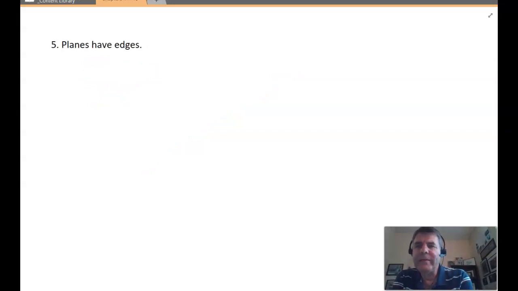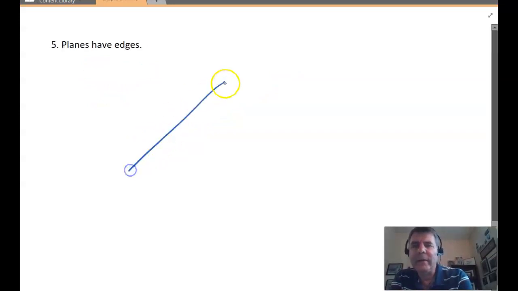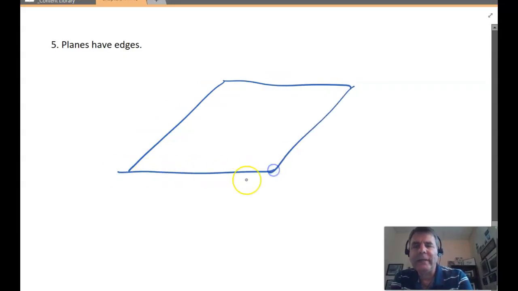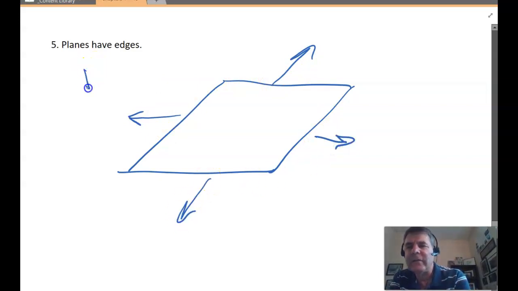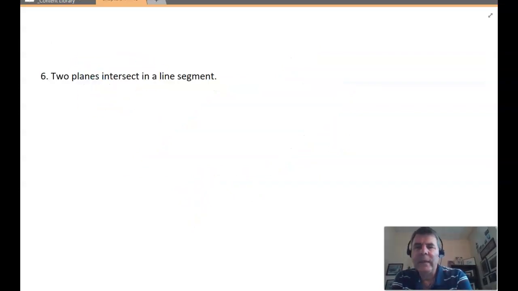True or false? Planes have edges. Well, even though we draw a plane to look like a parallelogram and it looks like it has edges, remember we're just drawing a piece of that plane. These edges, I even shouldn't say edges, these directions in the plane go on forever. So this is false.